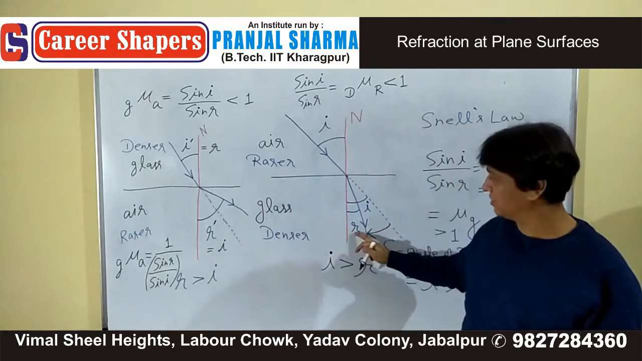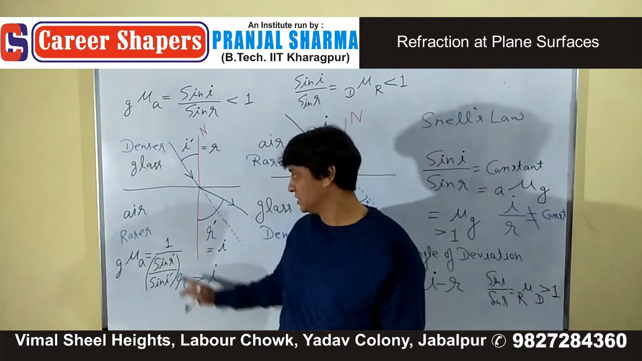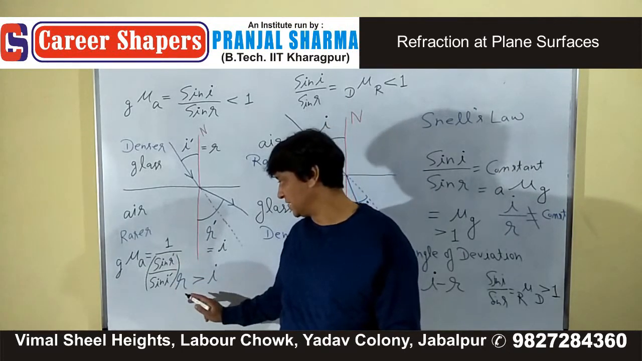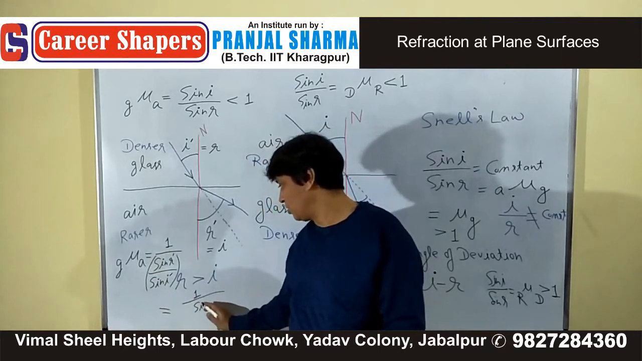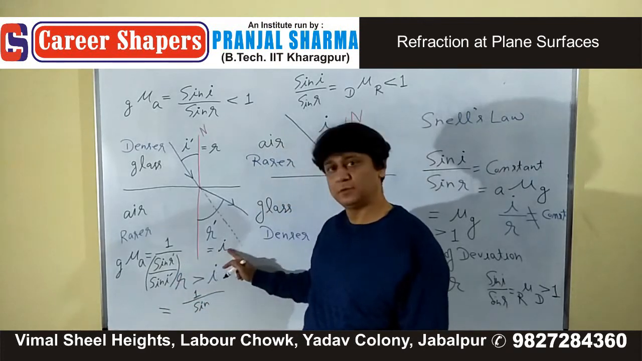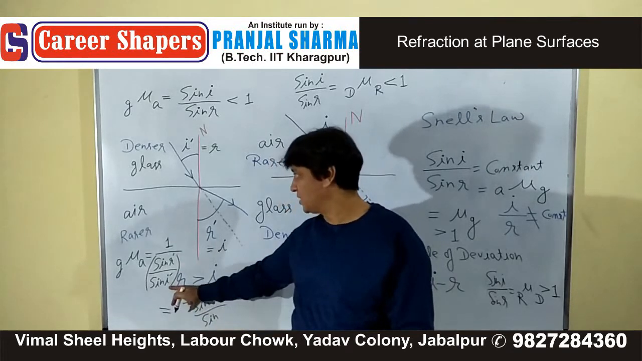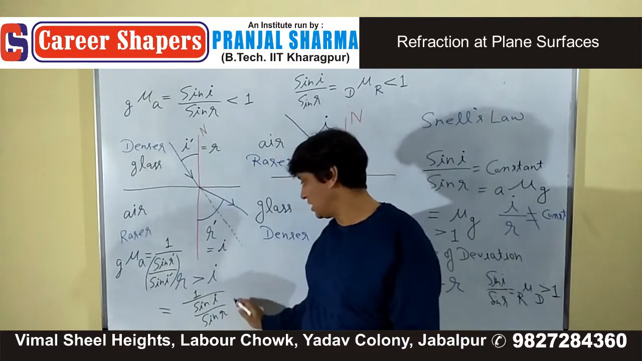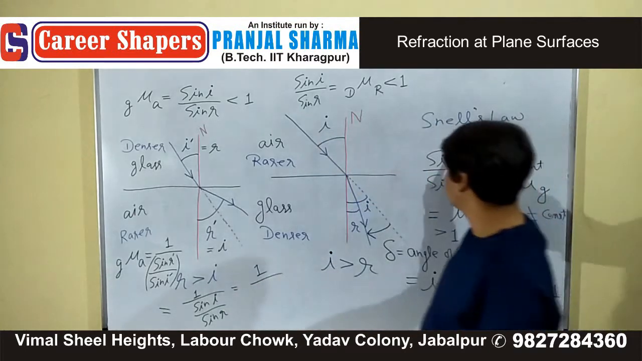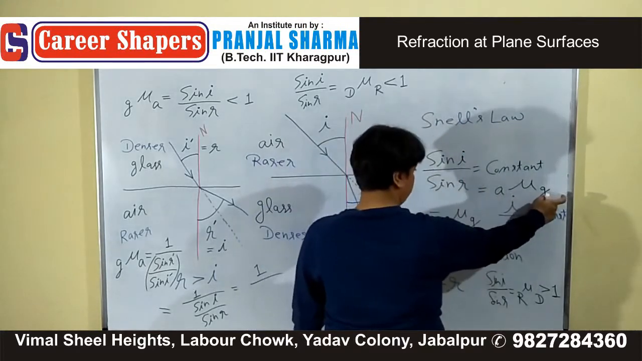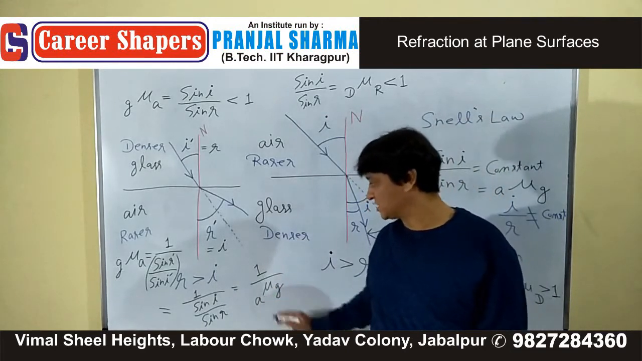And this I dash is equivalent to what? R of this figure. Which means this thing, which is sin R dash upon sin I dash, is basically what? This is 1 upon sin of R dash I divided by sin of I dash. I dash is what? R. That's your R. And what is the denominator? Sin I upon sin R. Sin I upon sin R is refractive index of glass with respect to air.